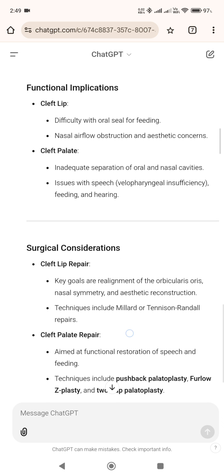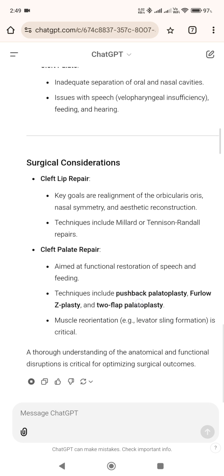Surgical considerations. Cleft lip repair. Key goals are realignment of the orbicularis oris, nasal symmetry, and aesthetic reconstruction. Techniques include Millard or Tennison-Randall repairs.